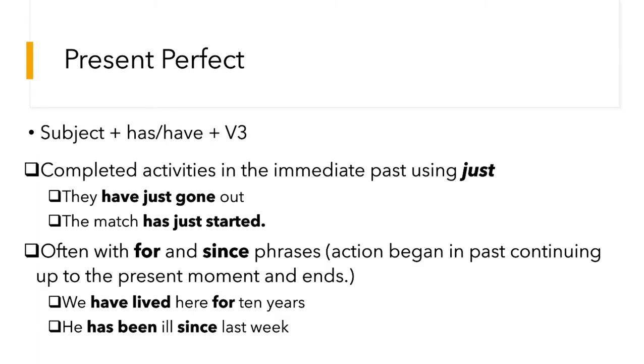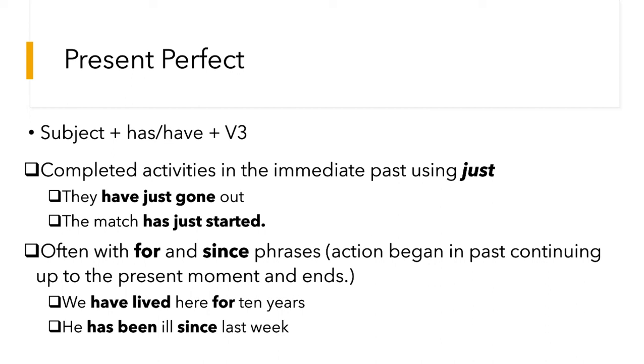So present perfect is used to express completed activities in the immediate past using just. Like, they have just gone out. The match has just started. So if you see, they is plural, that's why we used have here. And the match is singular, so that's why we used has. You can also say, like, I've just finished my homework, like that.